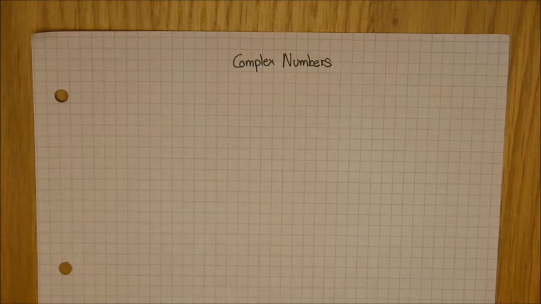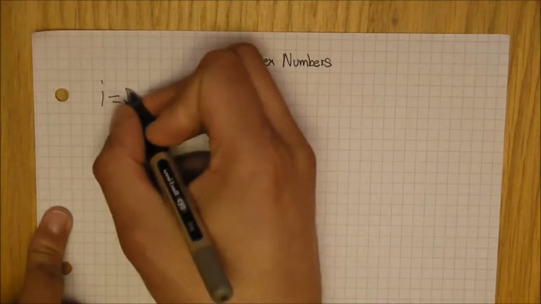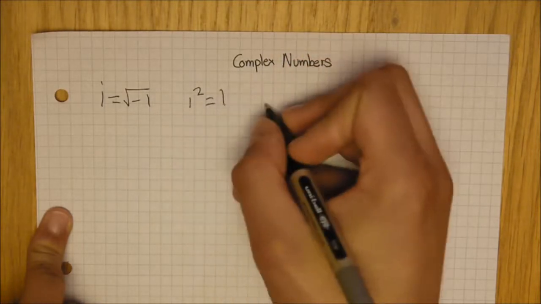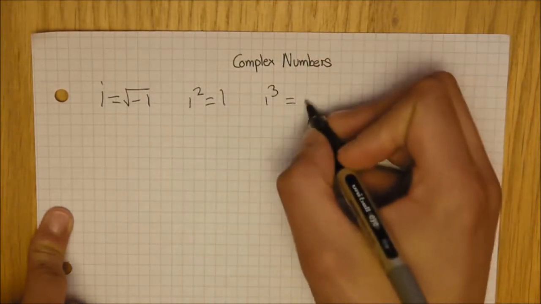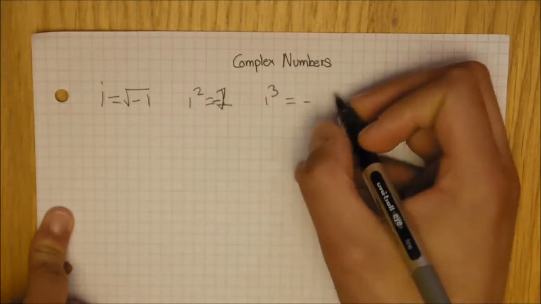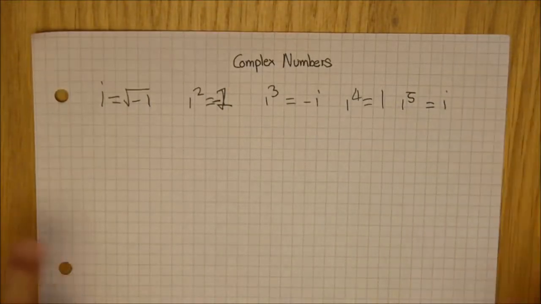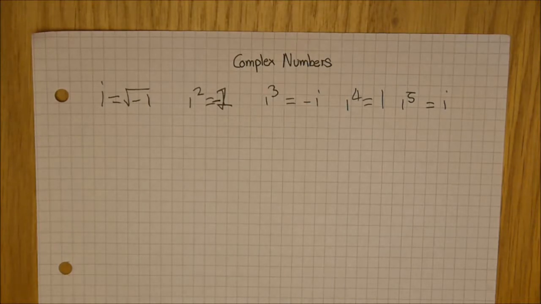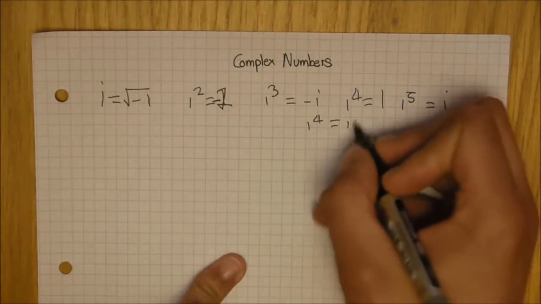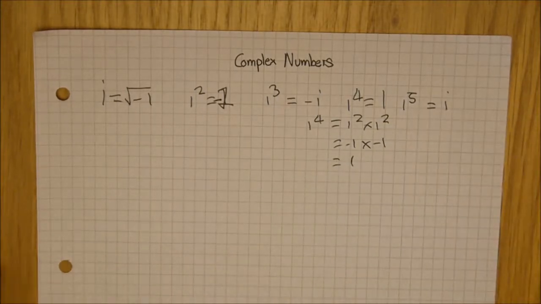Now, complex numbers or imaginary numbers are something that you are first introduced to really in Further Pure 1, where you know that i equals square root of minus 1, i squared equals minus 1, i cubed equals minus i, i to the 4 equals 1, i to the 5 equals i, and so on. And you can go further by saying i to the 4 equals i squared times i squared equals minus 1 times minus 1 equals 1. That's probably about the beginnings of what you did in FP1.